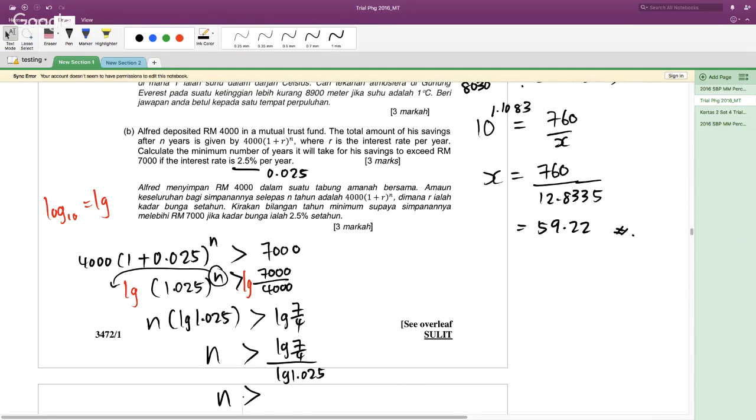Then I will use the calculator to solve this one. Dividing by log 1.025, I will get n bigger than 22.66. So my n equals 23, because they ask for the minimum number of years. If n is bigger than 22.66, I can get 23, 24, 25, 26 until infinity. However, if they want the minimum one, 23 will be the minimum. All right, this is the idea.